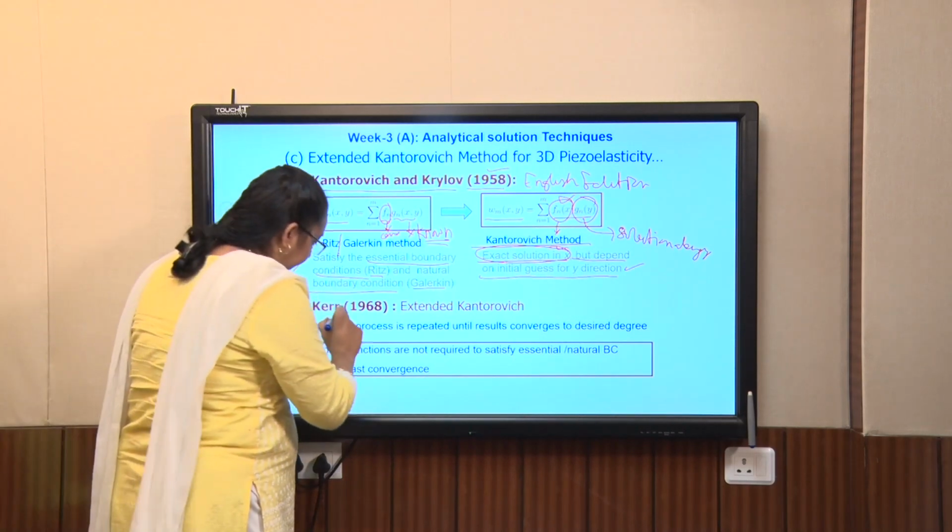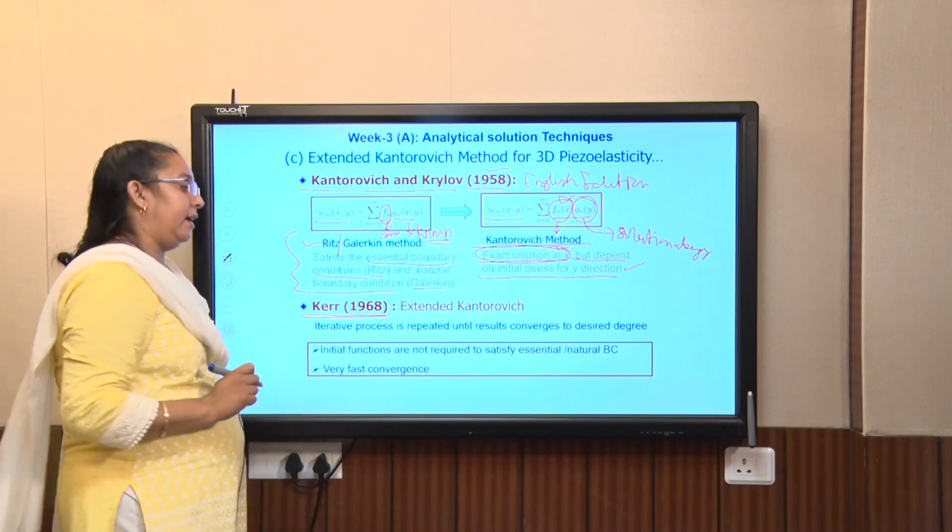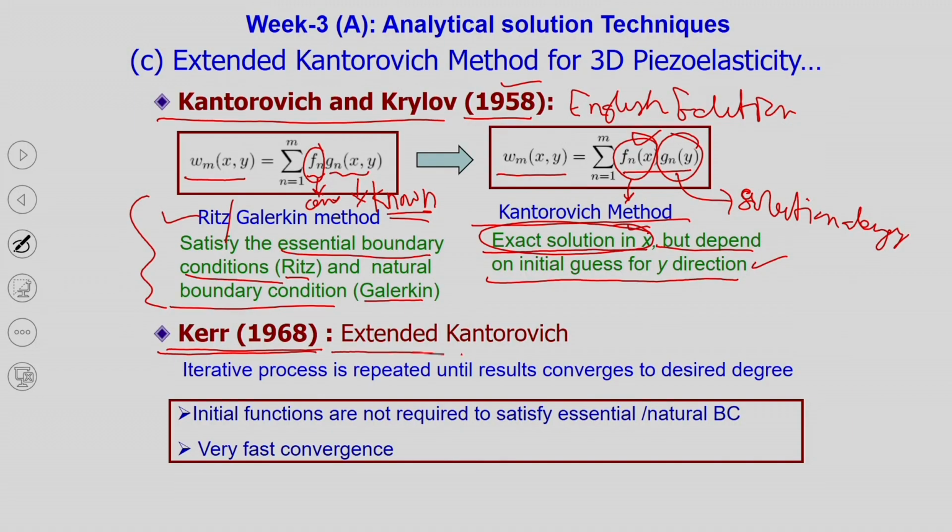But in 1968, Kerr extended this technique. After that this method is known as the extended Kantorovich method. Once you solve this, now you know Fn, and you solve Gy in an iterative fashion. First you assume a Gy, solve for Fn, then you take this Fn as a known function and solve for Gn. In this way the iterative process is repeated until the desired convergence is reached.